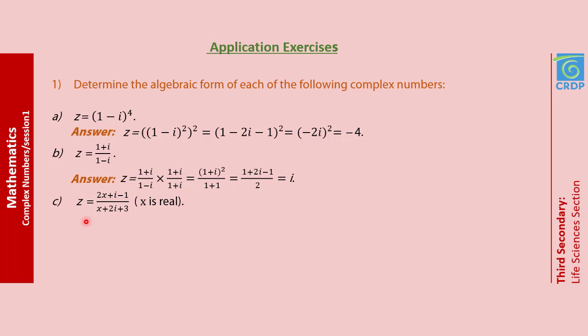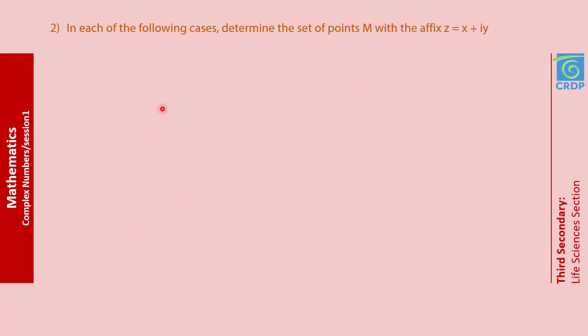Try to solve this part on your own to obtain the following answer. We should multiply by the conjugate of the denominator, which is equal to x plus 3 minus 2I. We multiply the numerator and the denominator. Now we are going to solve an important exercise.